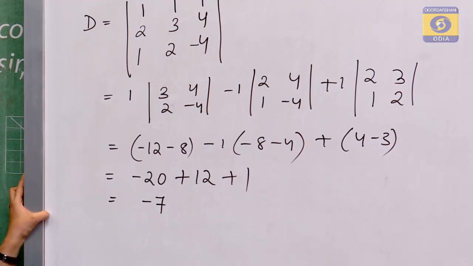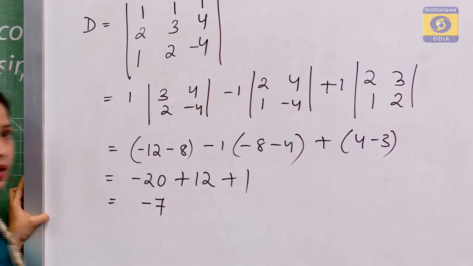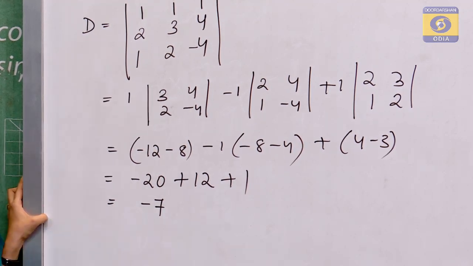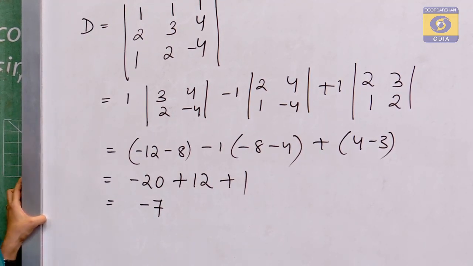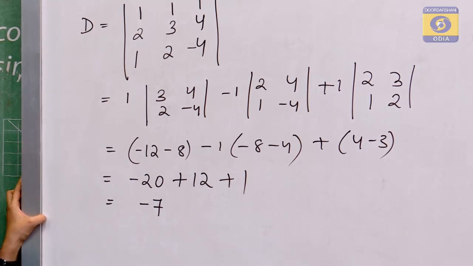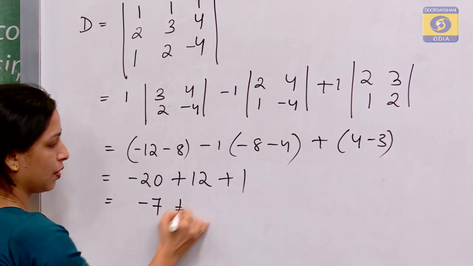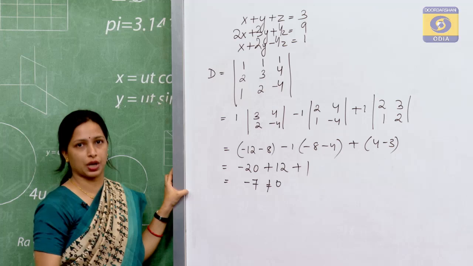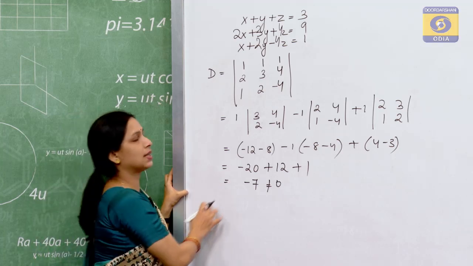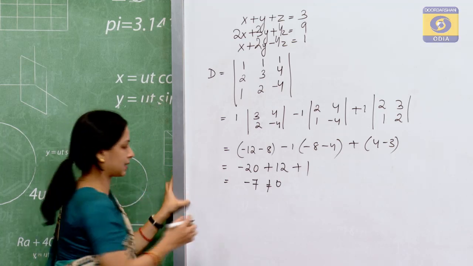minus 7, right. Now, we have to make sure that the determinant value is not equal to 0, then only we can use Cramer's rule. So, here we see that the determinant value is not equal to 0. So, that means we can use Cramer's rule here, right. Now, what is the next step? You have to find out dx.